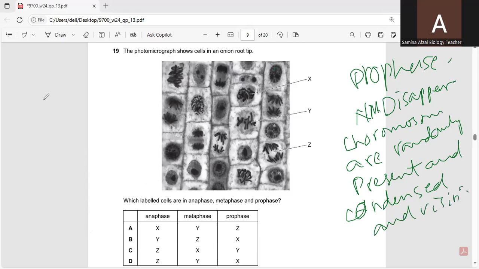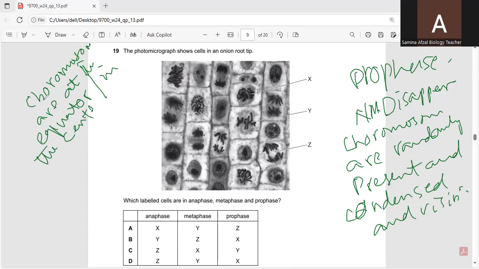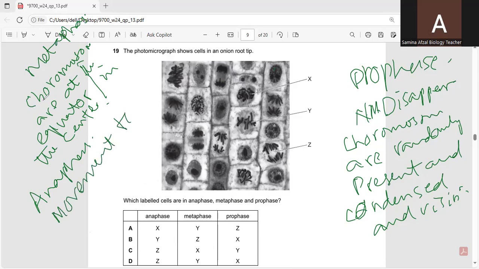And in metaphase, chromosomes are at the equator, in the center. And in anaphase, there is movement towards the opposite poles.